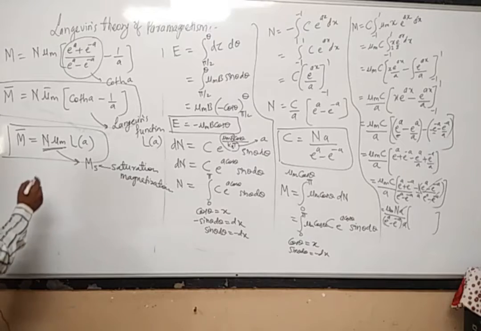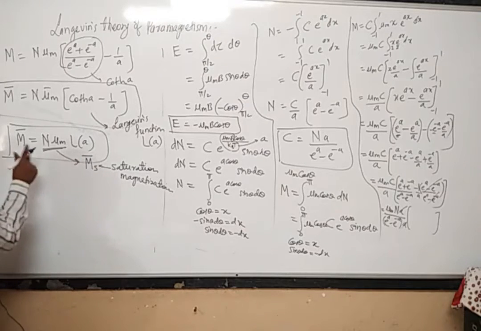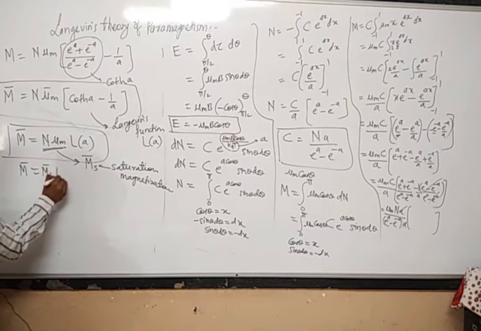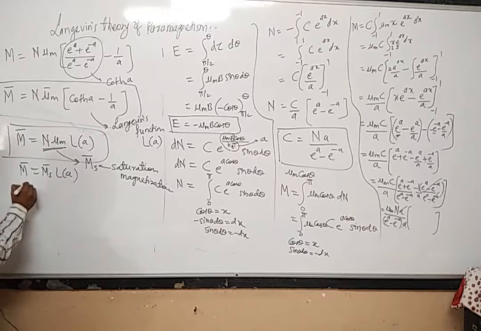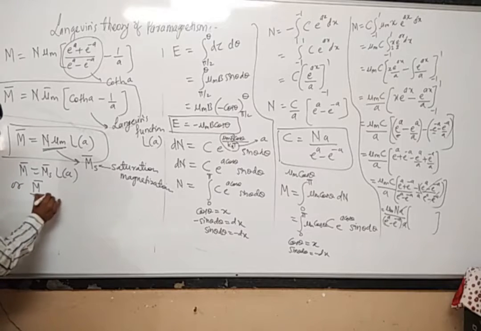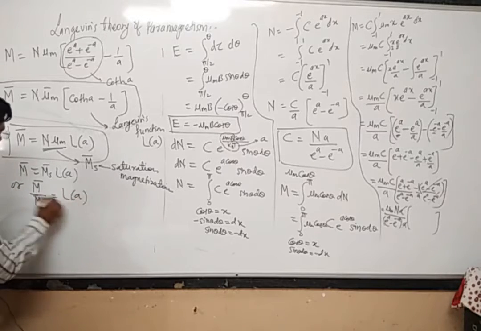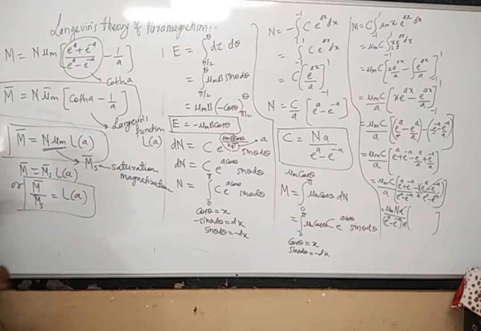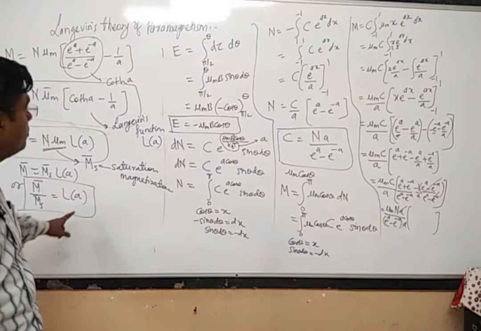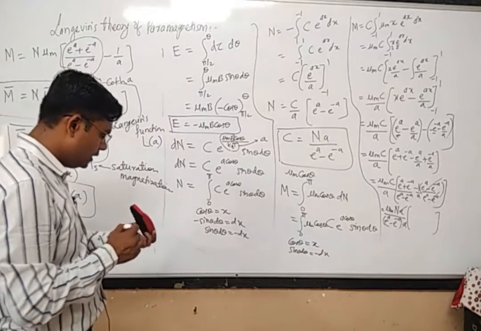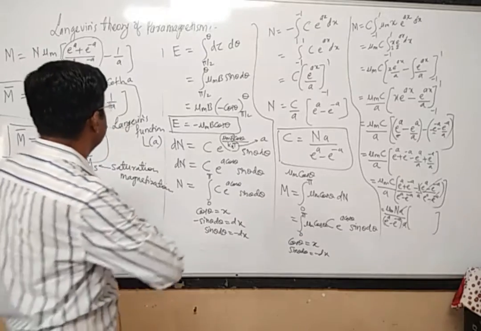So what I can write, this is also a vector quantity, so M will be equal to Ms into L of a, or M divided by Ms will be equal to L of a, which is nothing but the Langevin function. Now if you plot this Langevin function, you will get a curve like this.